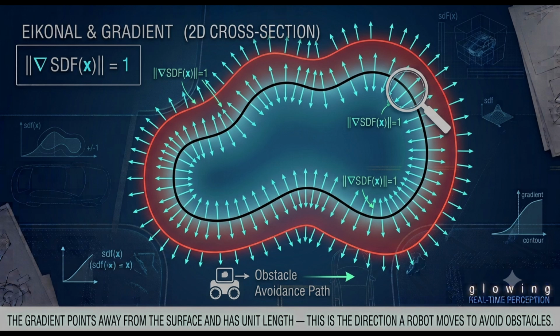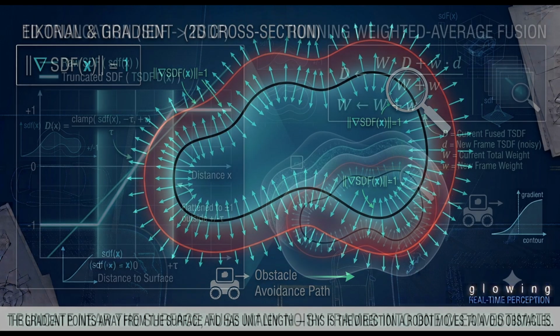There's also a beautiful smoothness property. A true signed distance field has a gradient with unit length everywhere. The distance changes at a rate of exactly 1 meter per meter as you walk away from the surface. That constraint, the eikonal property, turns out to be a powerful thing to enforce when we later learn these fields with neural networks. Hold that thought, it comes back.